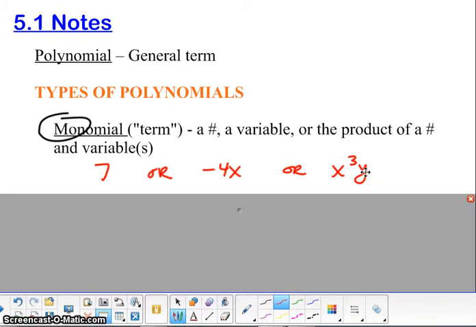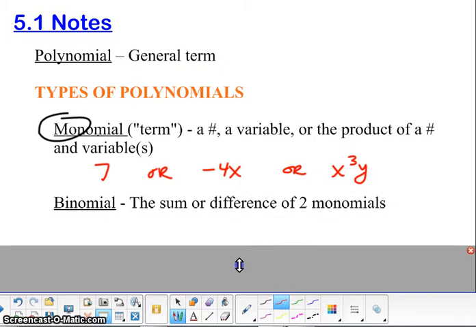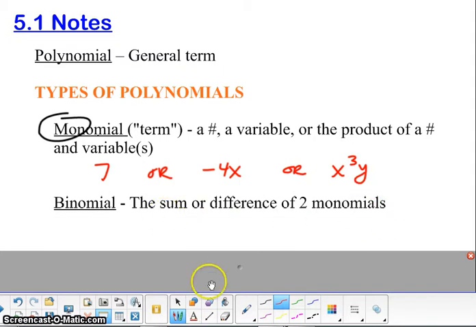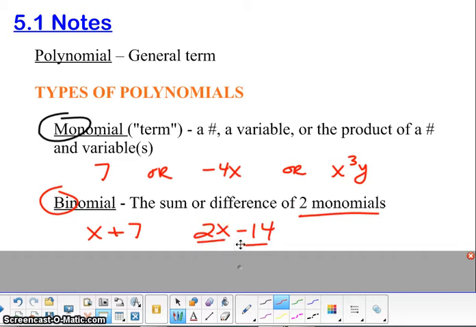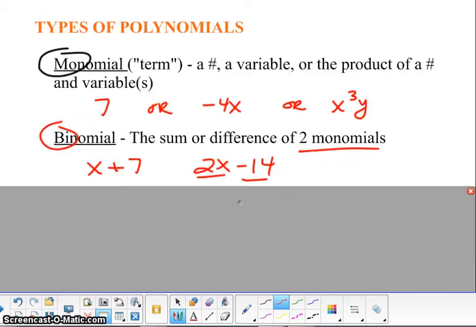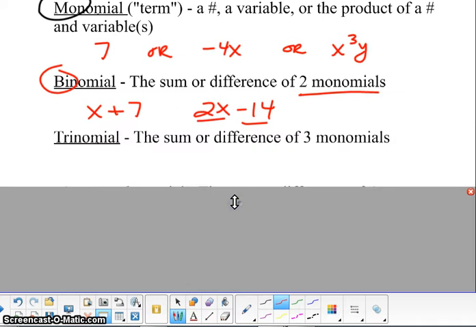Okay, the next one is a binomial. A binomial is going to be the sum or difference of two monomials, so it's going to look something like this, where you have to add or subtract. So x plus 7 would be an example of a binomial, meaning 2. And maybe 2x minus 14. That is another binomial, because there are two terms, and it's separated by a plus or minus sign. The next one is a trinomial. A trinomial is the sum or difference of 3 monomials, and one example of that is x squared plus 8x minus 4. 3 different terms, separated by a plus or minus sign.